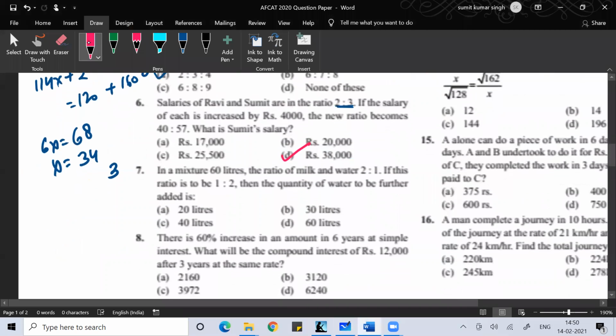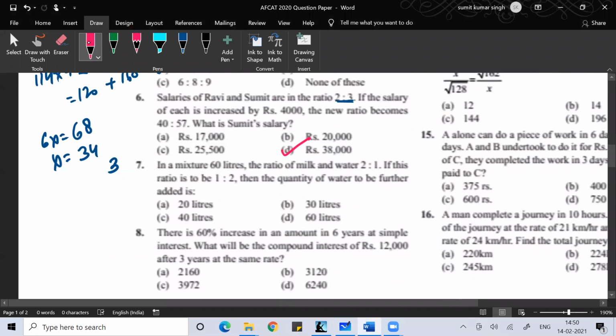So then question number 7, in the mixture of 60 liter, the ratio of milk to water is 2:3. So 60 liter means two-third is milk. So milk is 40 liter and water is 20 liter. So if you want the ratio to be 1:2, how much quantity of water can be added? So let I add X liter of water.